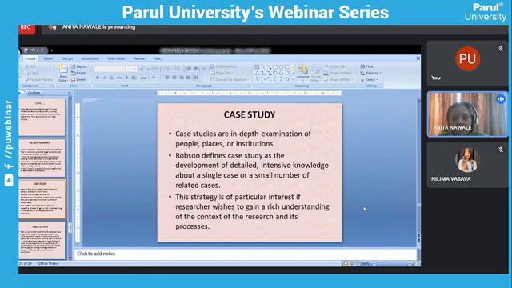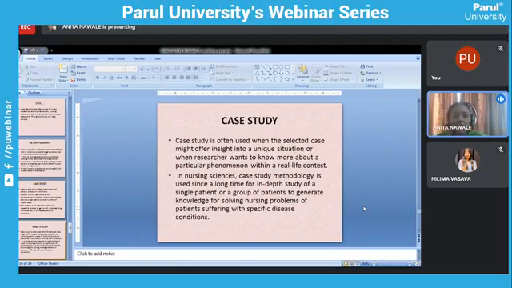Robson defines case study as the development of detailed, intensive knowledge about a single case or a small number of related cases. This strategy is of particular interest if the researcher wishes to gain a rich understanding of the context of the research and its processes. In our field, we always use this case study method. Case study is often used when the selected case might offer insight into a unique situation, or when the researcher wants to know more about a particular phenomena within a real life context.